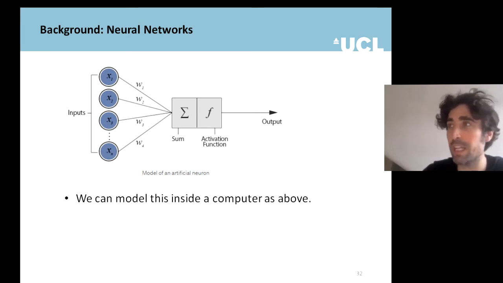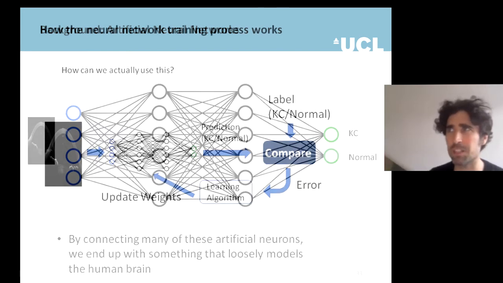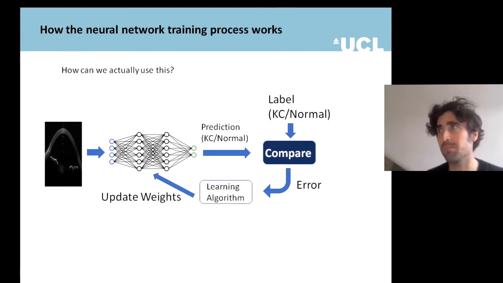So if you take very many of these and you create a network of them, then you get something which loosely models the human brain. You can think of each of these as one of the neurons in the last slide. And the idea here would be to feed an image into this network, and out the other side, it will spit out a result, which is, for example, keratoconus or normal. So how does this actually work in practice? How can we actually use this in a bit more detail?